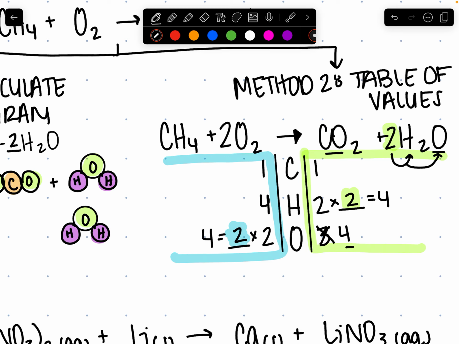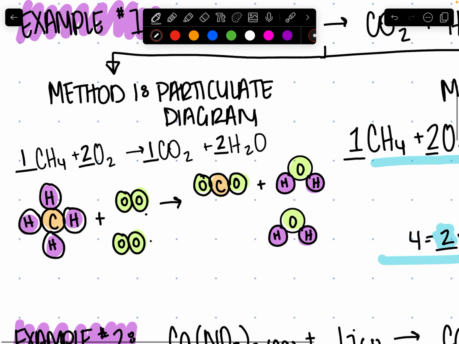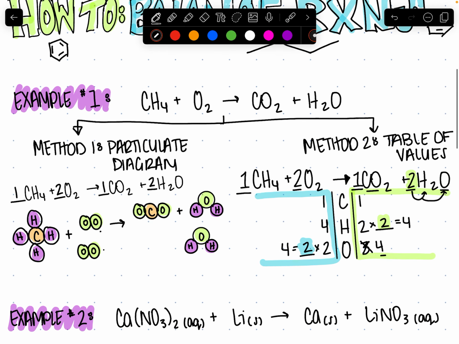Now, since oxygen is in its elemental form, it's not bonded to anything else, changing that coefficient doesn't affect anything else in the reaction, which means my final balanced chemical equation is 1 methane plus 2 oxygens is going to yield 1 carbon dioxide and 2 waters, which is exactly what we got with the particulate diagram method. So, whichever method you prefer, go ahead and use it. You should be able to do both of them.